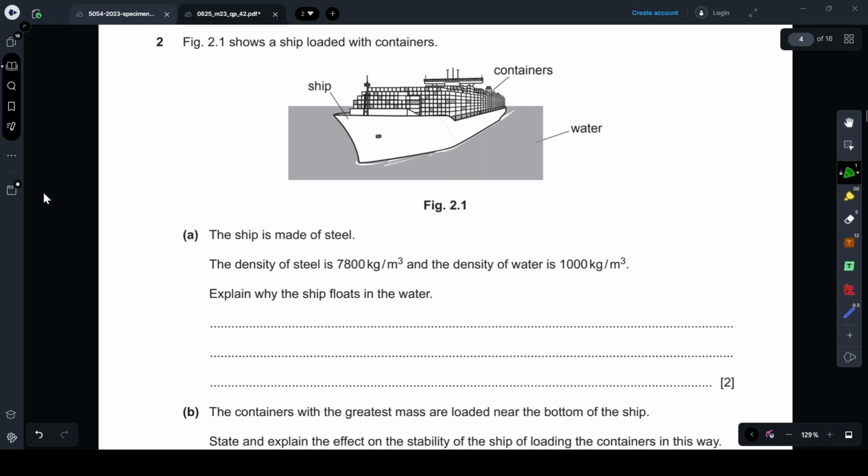Okay. Figure 2.1 shows a ship loaded with containers. The ship is made of steel. The density of steel is 7,800 kilograms per meter cube, and the density of water is 1,000 kilograms per meter cube. Explain why the ship is floating.